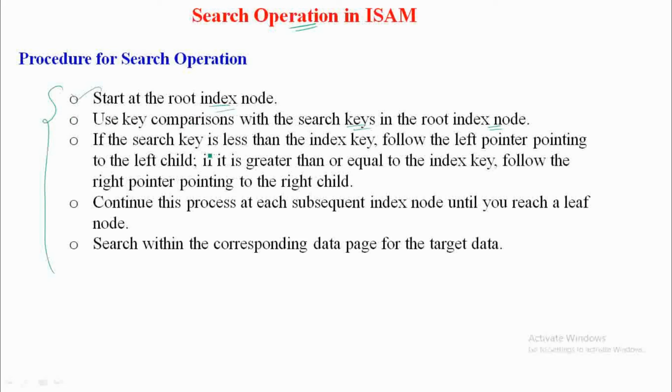If the search key is less than the index key, then follow the left pointer. Or else if it is greater than or equal to the index key, then follow the right pointer pointing to its right child. This process needs to be continued until you reach a leaf node. When you reach the leaf node, you need to search within the corresponding leaf node or data page for accessing the target data.